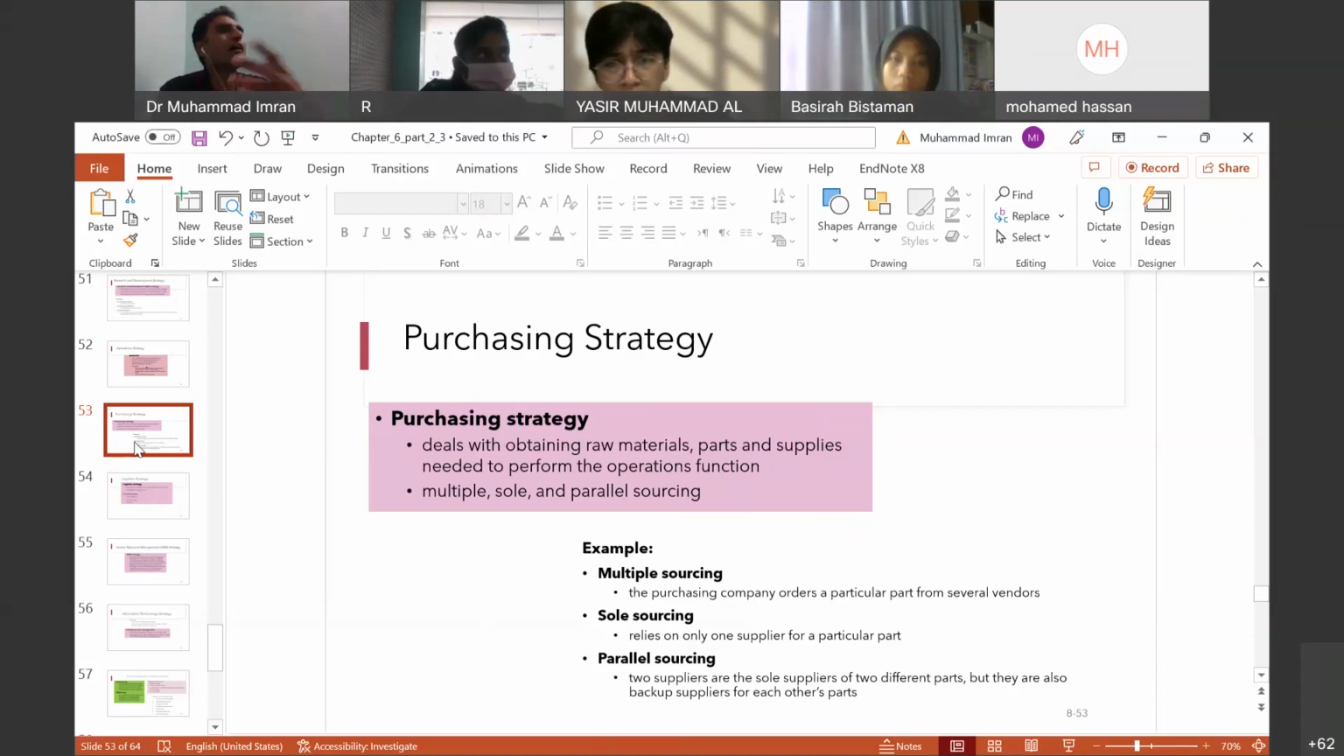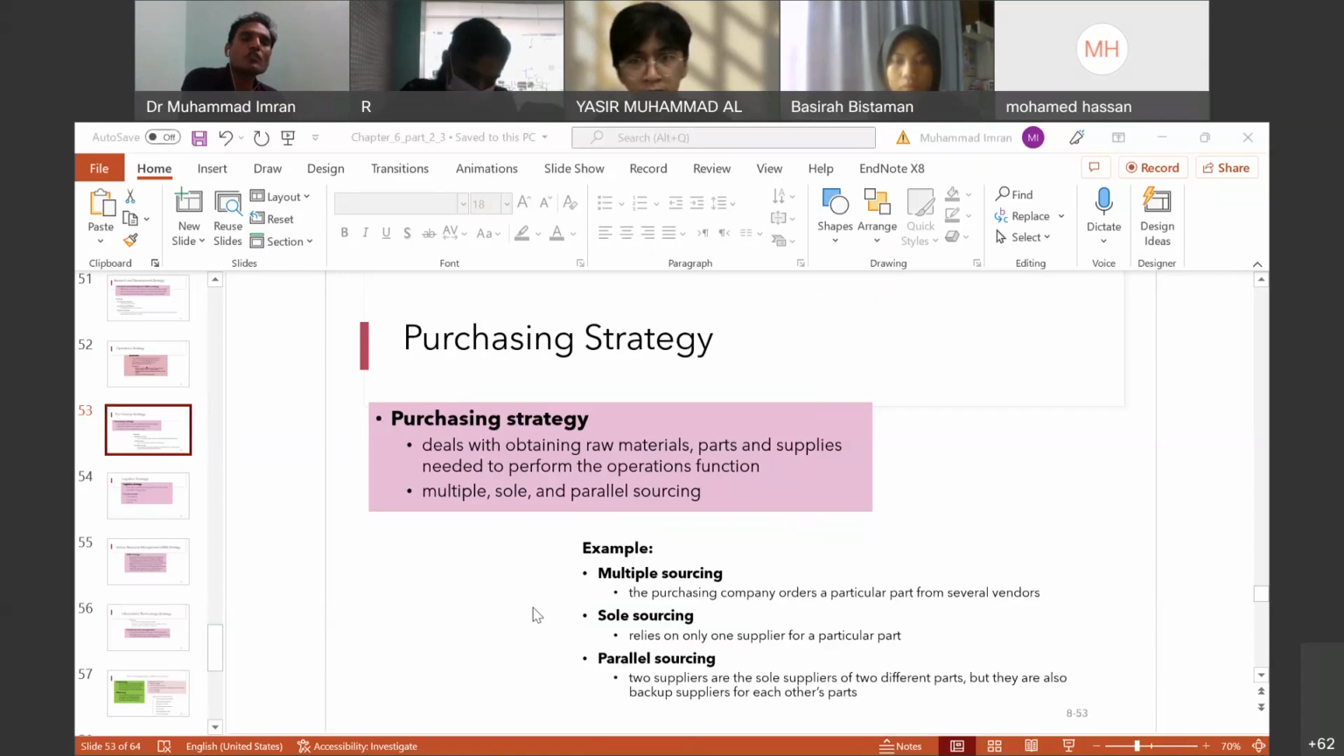Suppose I give you the example of a car, tires. For tires, they have multiple vendors, multiple suppliers, like Continental, Omaha, Michelin. They are purchasing tires from all three suppliers. Understand?